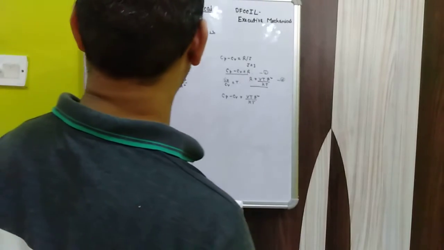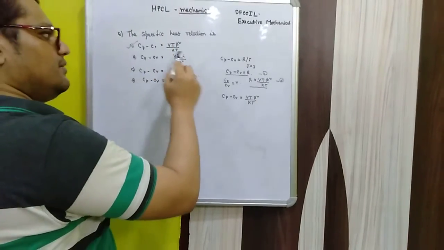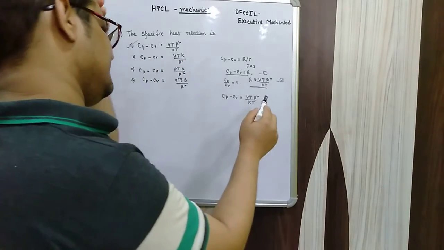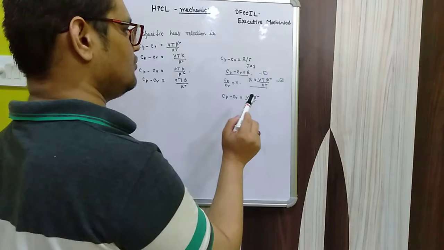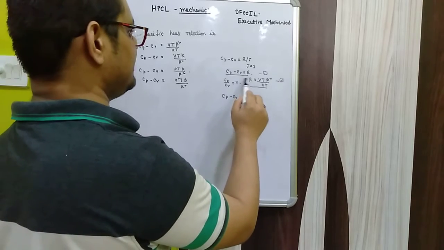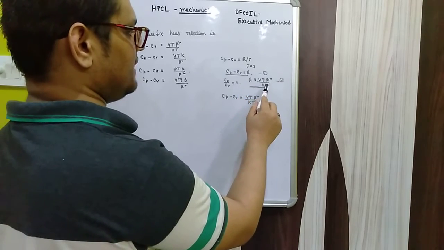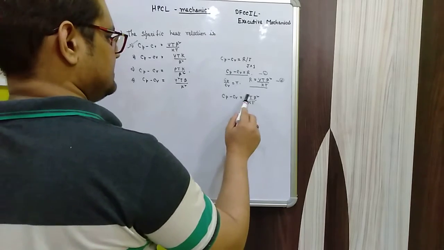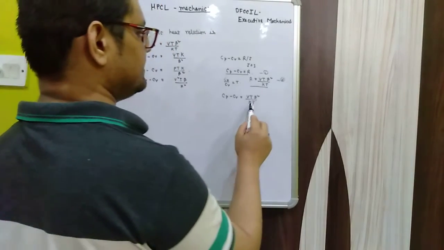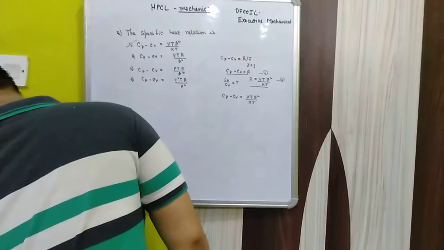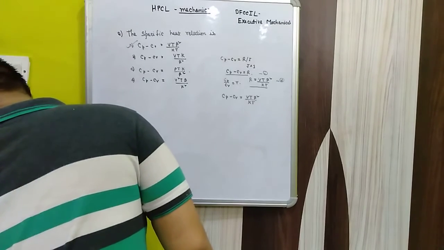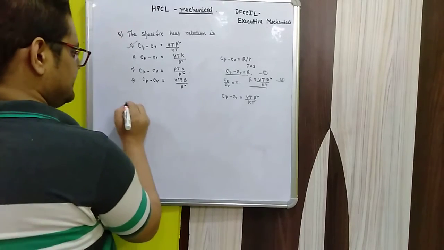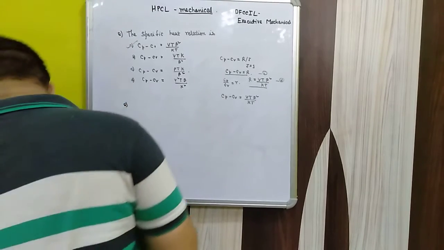So this is the specific heat relation. As we know, Cp minus Cv is equal to R, R is just a constant, that is Vt beta square by kT. So ultimately this will be the answer: Cp minus Cv is equal to Vt beta square by kT. I hope it is a very easy question. So now I go to the next question.